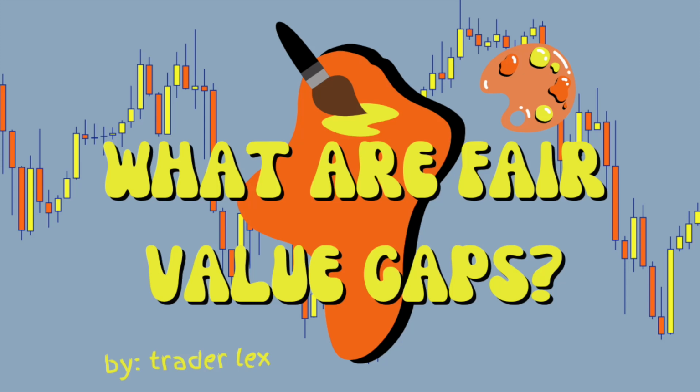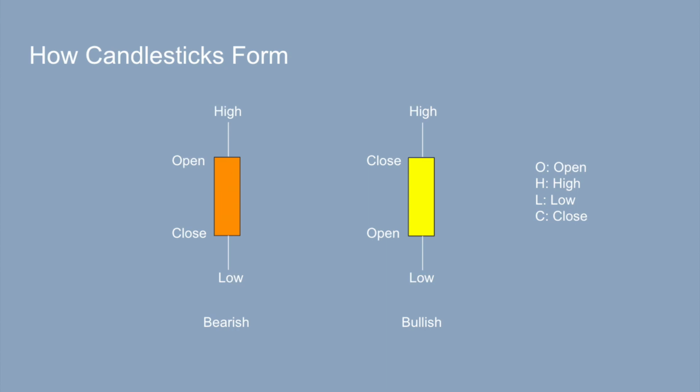So what are fair value gaps? Well, that's a good question. In order to understand what a fair value gap is, you have to understand how candlesticks form. All candlesticks, bullish or bearish, have four main components: the open, the high, the low, and the close.